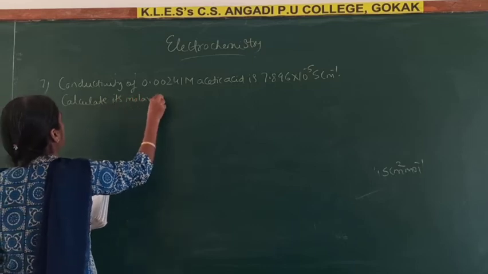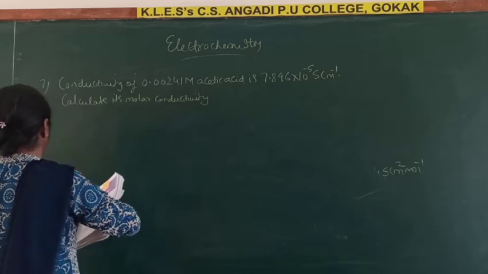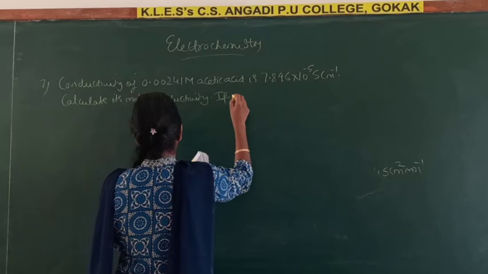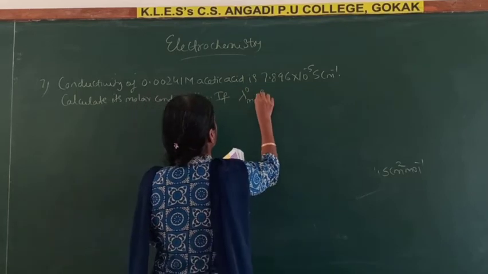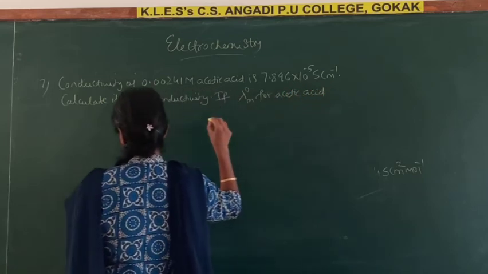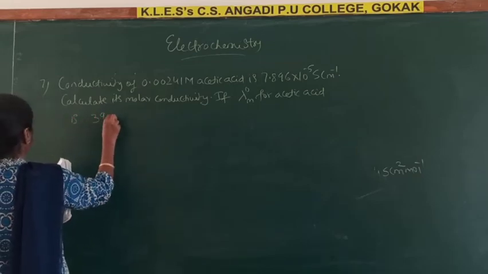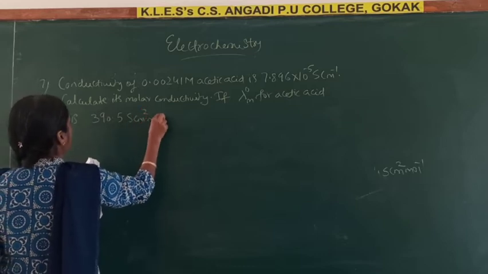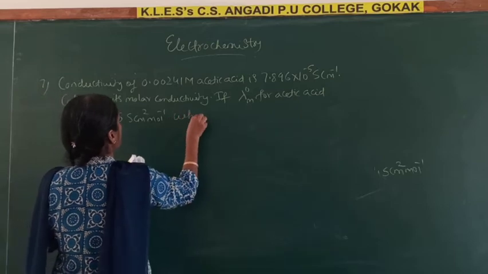Molar conductivity, if lambda naught m for acetic acid is 390.5 Siemens centimeter square per mole. What is its dissociation constant?